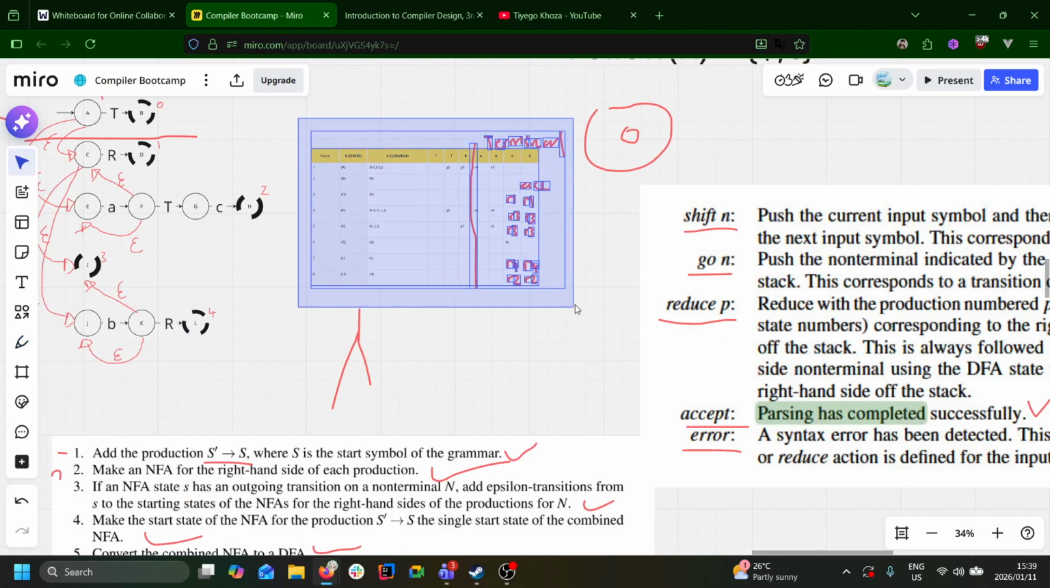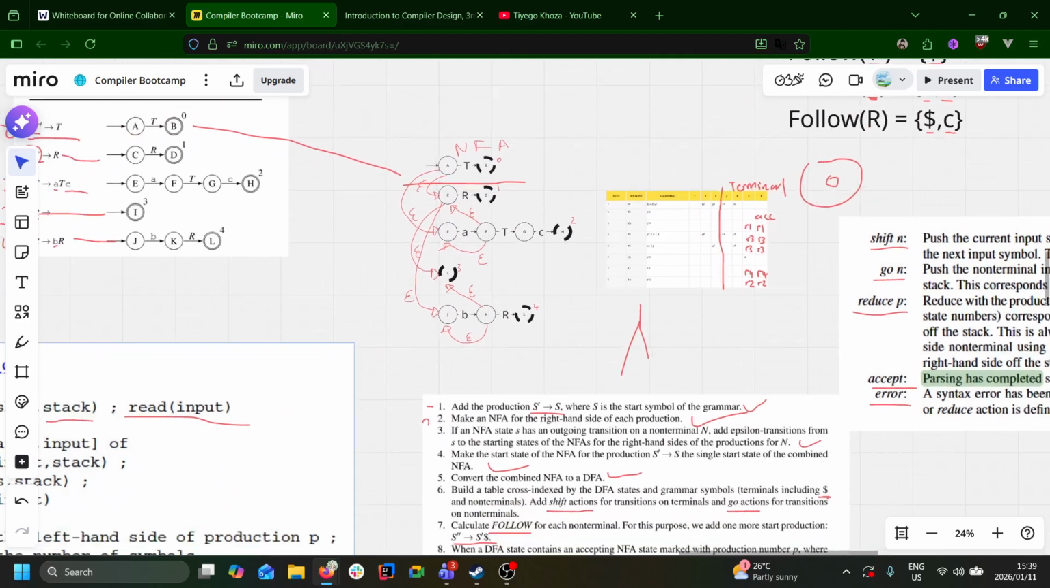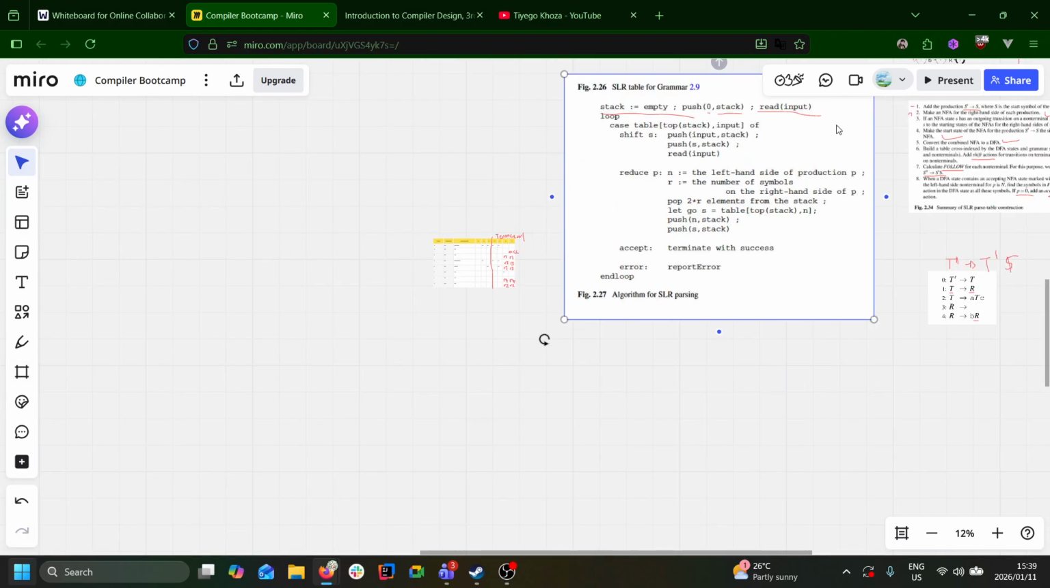So let me just move it and copy it to over here. Okay, very large.